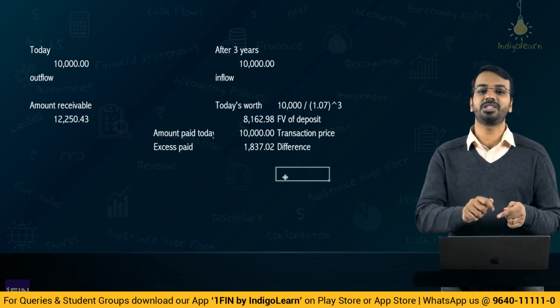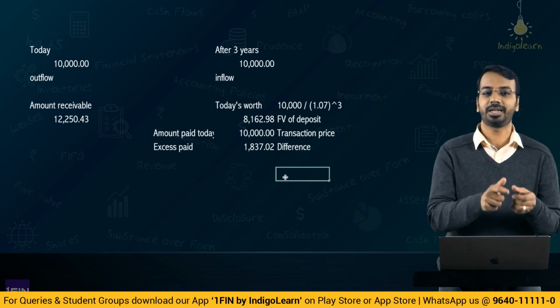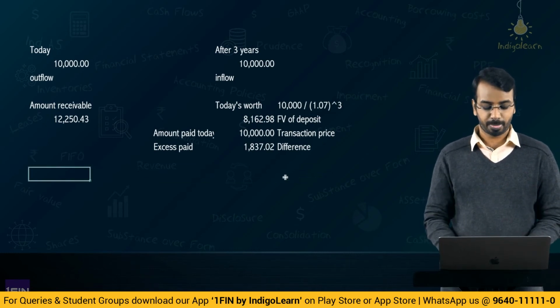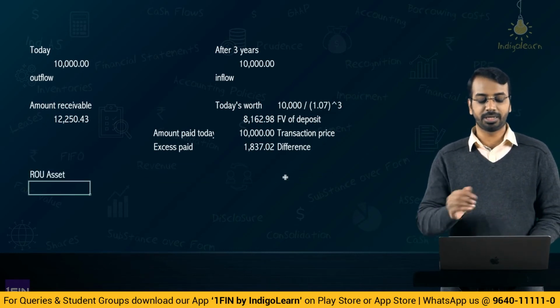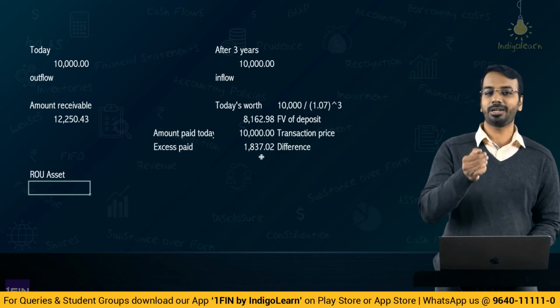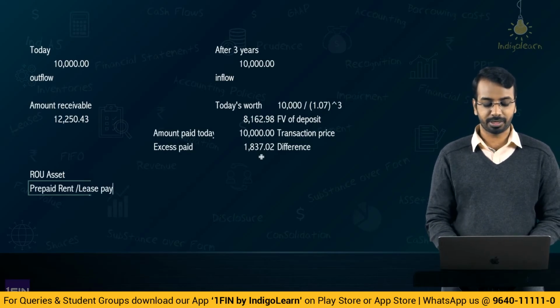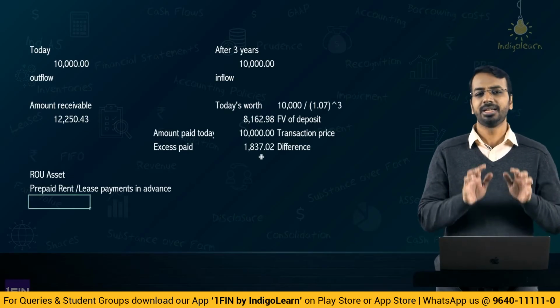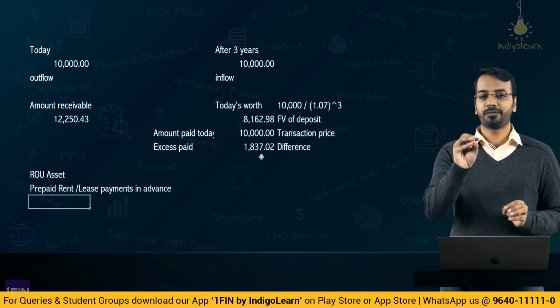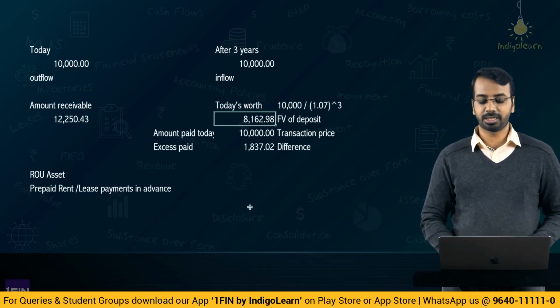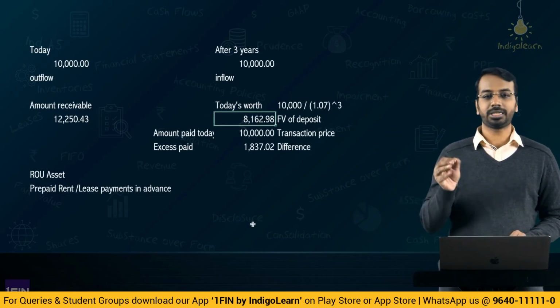Here this is a case which is linked to leases. You have taken some container on lease, right? So there is a right of use asset which is being taken, and this extra amount that you have paid is like your prepaid rent or lease payments in advance. Sir, why lease payments in advance? Simply put, boss, today if I had given 8,163 to a third party, I would have got 10,000.